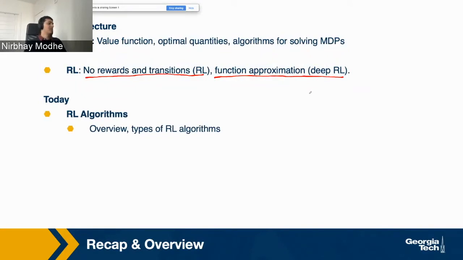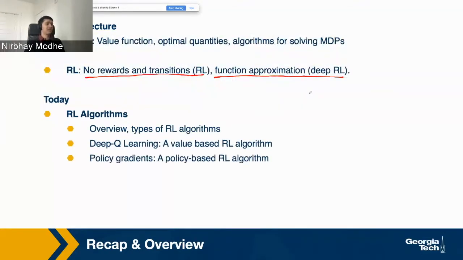Namely, we're going to first talk about what types of RL algorithms there are. And then we're going to specifically look at one particular algorithm on the value-based side, which is deep Q learning, and one algorithm on the policy-based side, which is policy gradients.